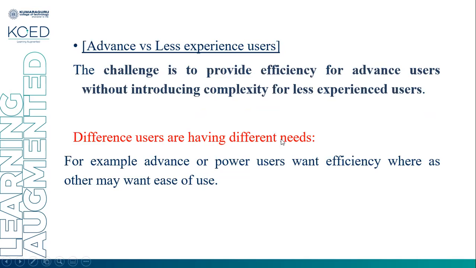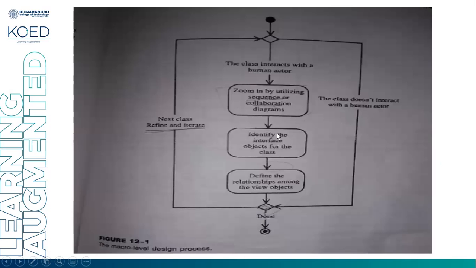Different users have different needs. For example, advanced or power users want efficiency, whereas others may want ease of use. Some may prefer ease of use of the interface. Some may want advanced features or efficiency, or they want to use it very advancedly. Okay, so different users have different needs. So this is the macro UI design process.